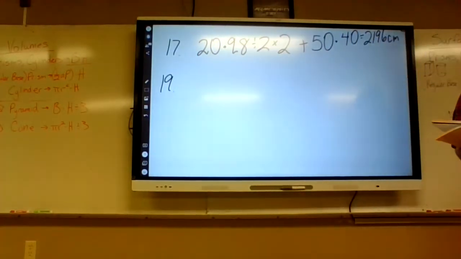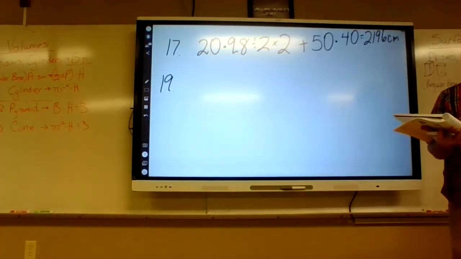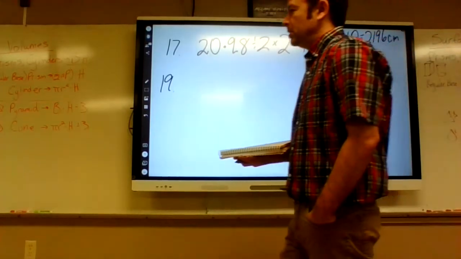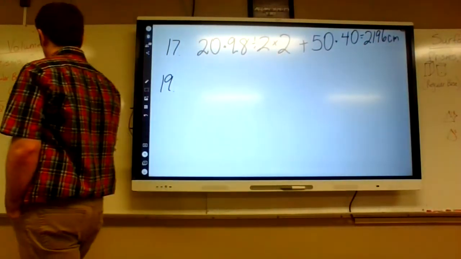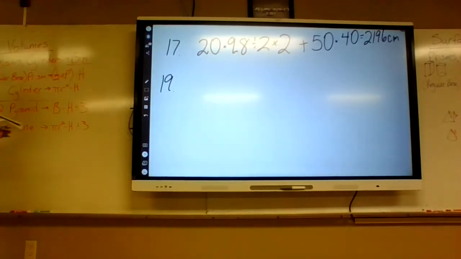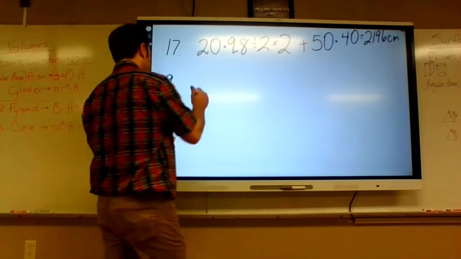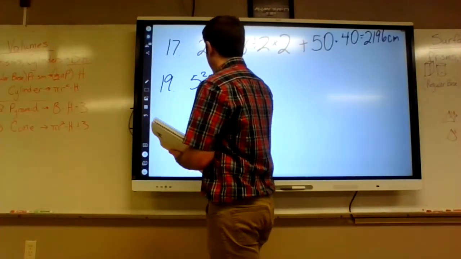Okay, number 19. Find the volume of a cone. How do you find the volume of a cone? Pi r squared times h divided by 3. What's the r for number 19? 5. So 5 squared times pi.